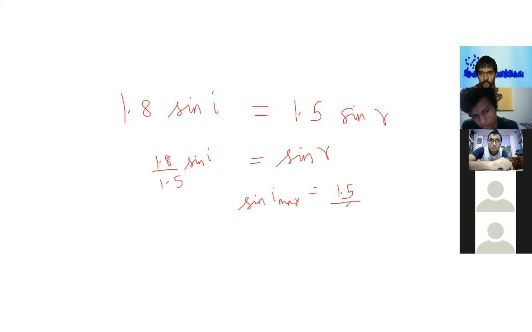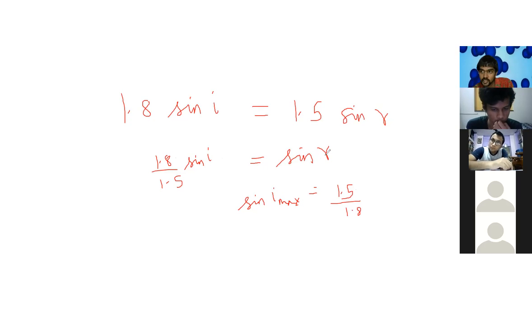1.5 by 1.8. More than that, what will happen? This value will become more than the critical one. Then sin R cannot be more than 1. At maximum, sin R is 1. R cannot be more than 90, so sin R is not more than 1.